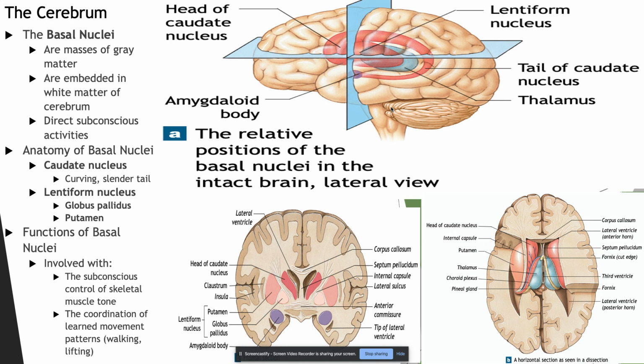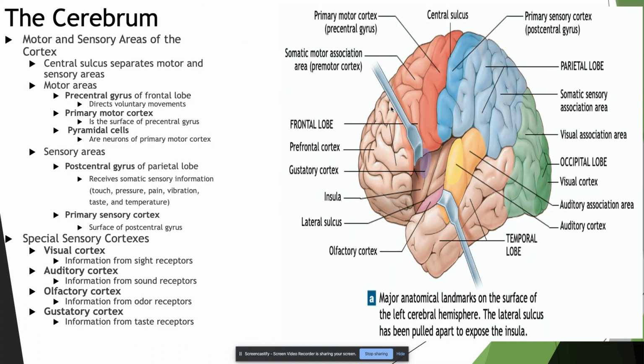So the central sulcus separates the motor and sensory areas of the cortex. And the precentral gyrus of the frontal lobe forms the anterior border of the central sulcus. The surface of this gyrus is the primary motor cortex, and neurons of the primary motor cortex direct voluntary movements by controlling somatic motor neurons in the brainstem and the spinal cord. And these cortical neurons are called pyramidal cells because their cell bodies resemble little pyramids.